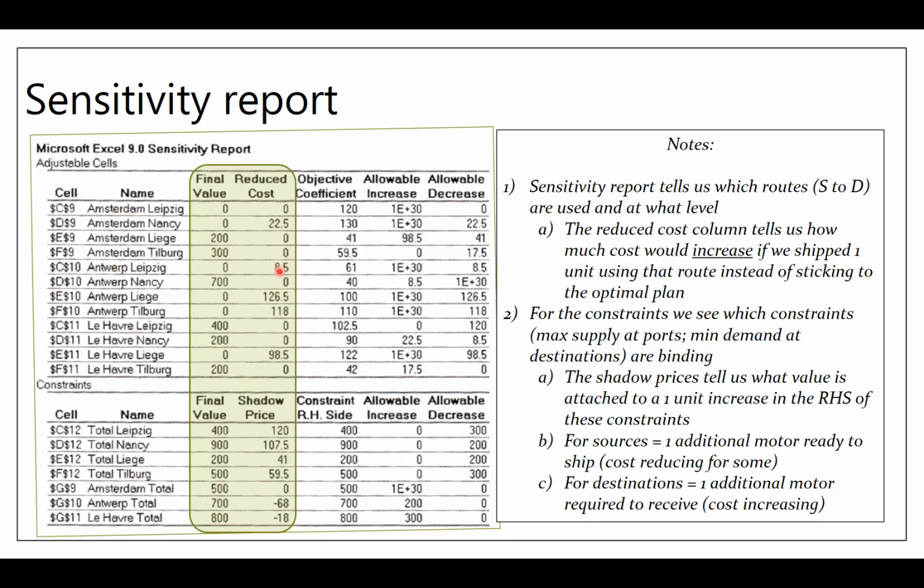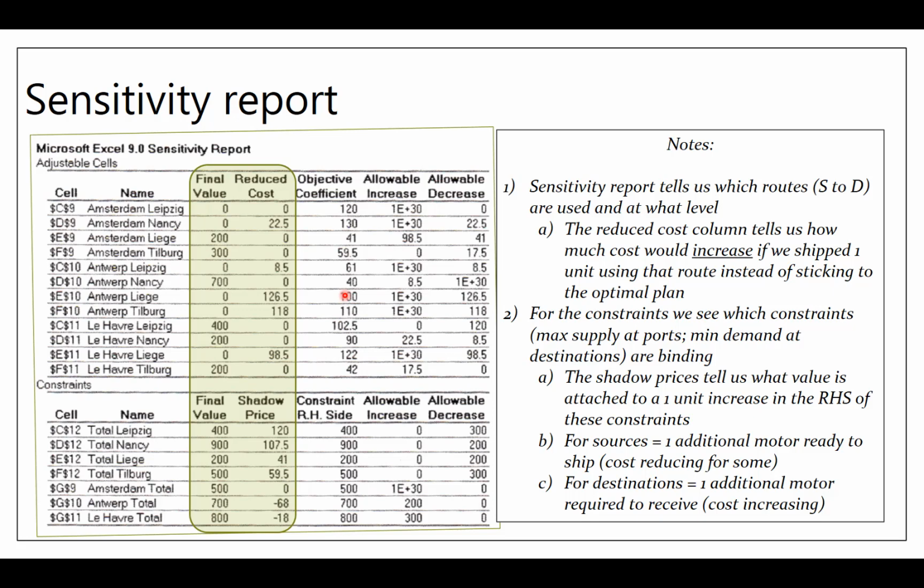This says if you're forced to use this route, 8.5 is the penalty that you face. Well, 8.5 is better than 22.5, which is better than 98.5. And so you could rank these, and really what we're looking for here is what is the worst route? What is the one we are most interested in avoiding? And it turns out to be this Antwerp to Liège route.